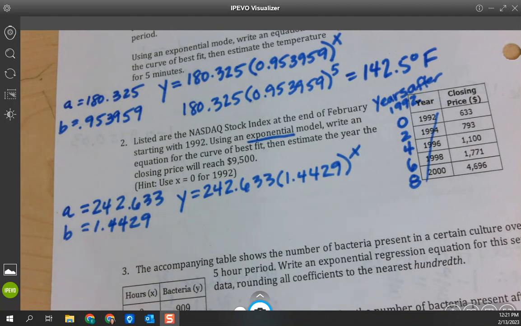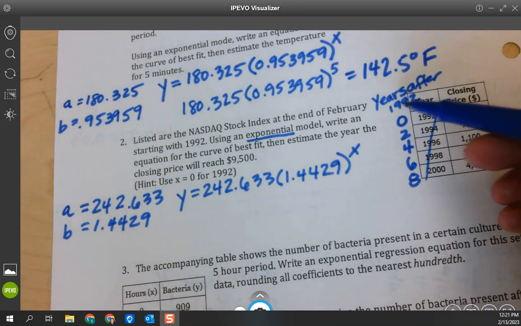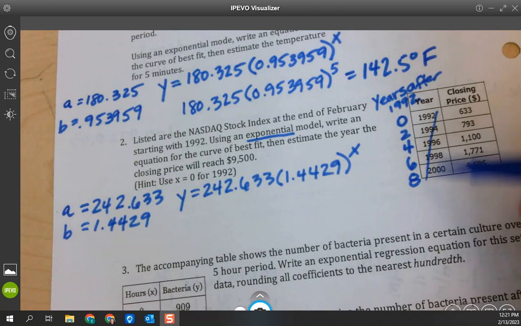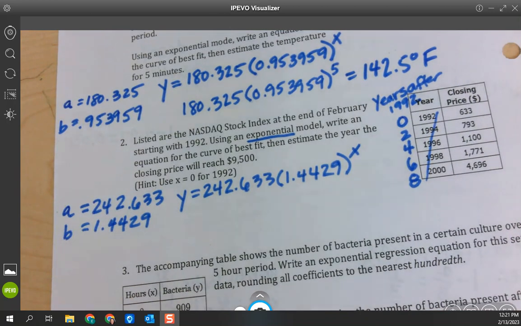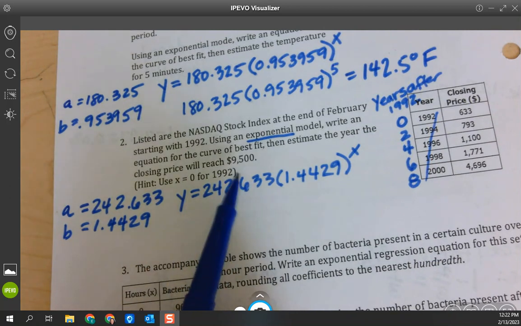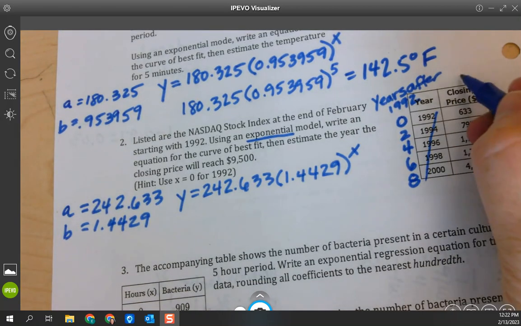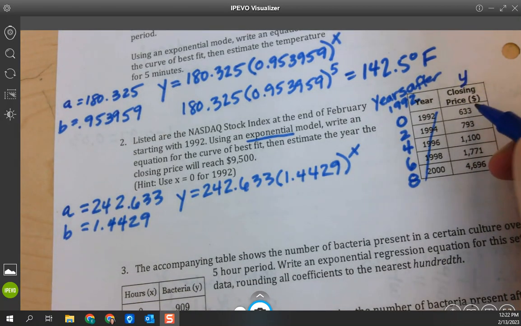Okay, so for number 2, we did use years after 1992. So this was 0 years after, 2 years after, 4 years after, etc. We put the table with this x column and this y column into Desmos, and when we found our exponential curve of best fit, this is the A and the B value that we get. Now this time it asks us when the closing price will reach 9,500, and that is a y value. So we need to know when the y is equal to that.